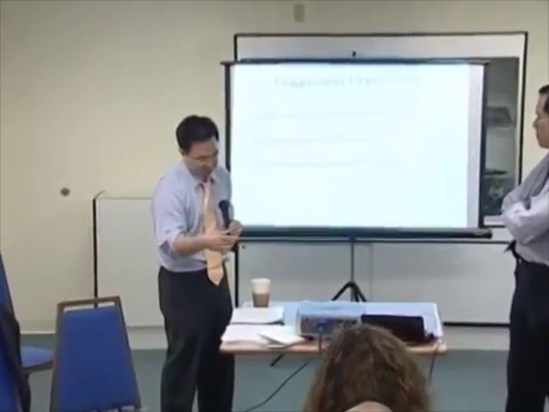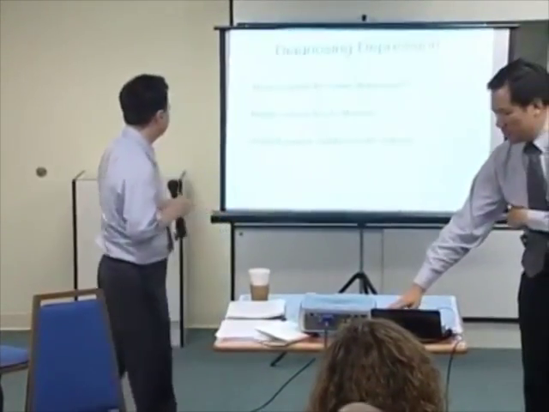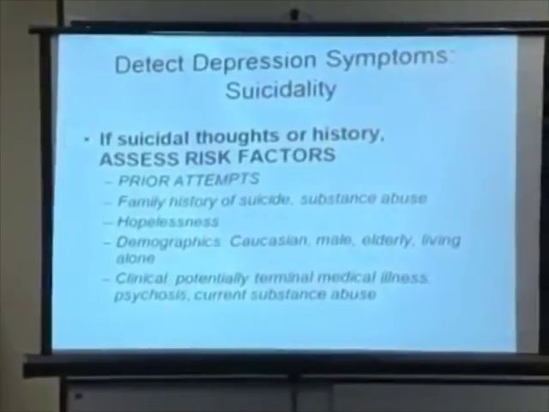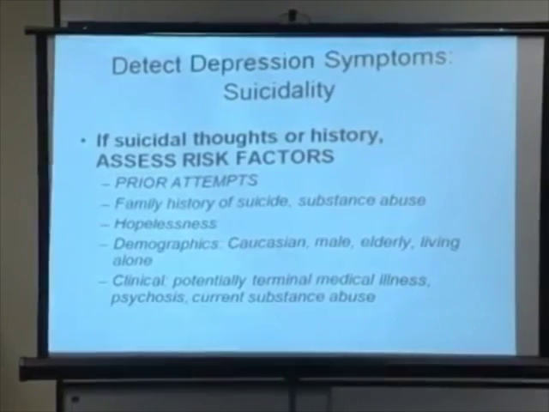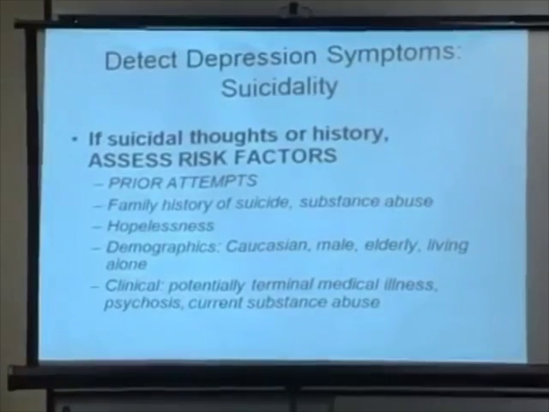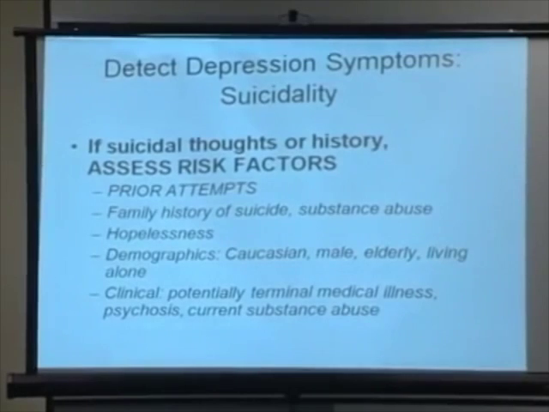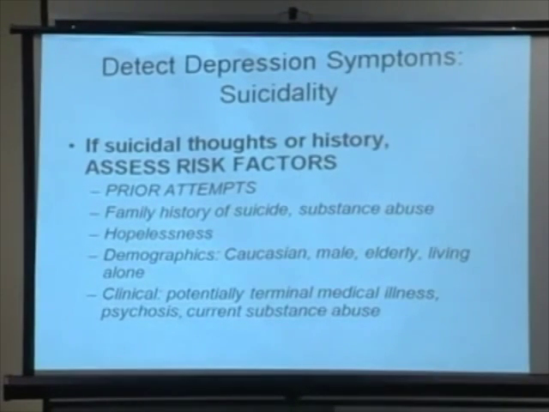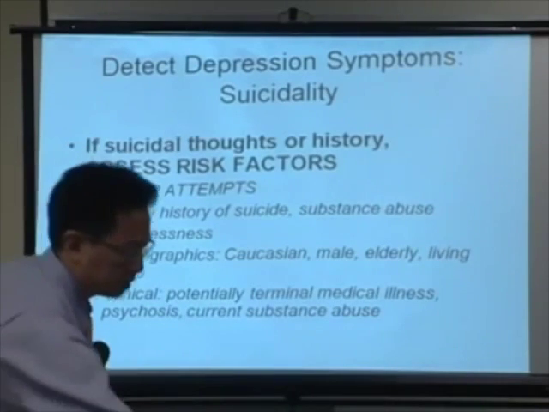If we go through the previous slide, you just want to look at prior attempts. You want to look at hopelessness. Older males who are living alone, especially if they drink, are at high risk. People with anxiety disorders, so if you have panic and people are really worried and nervous with depression, they're also at high risk. People who have things like cancer or may have just had a heart attack, potentially terminal illnesses, are also at risk as well.